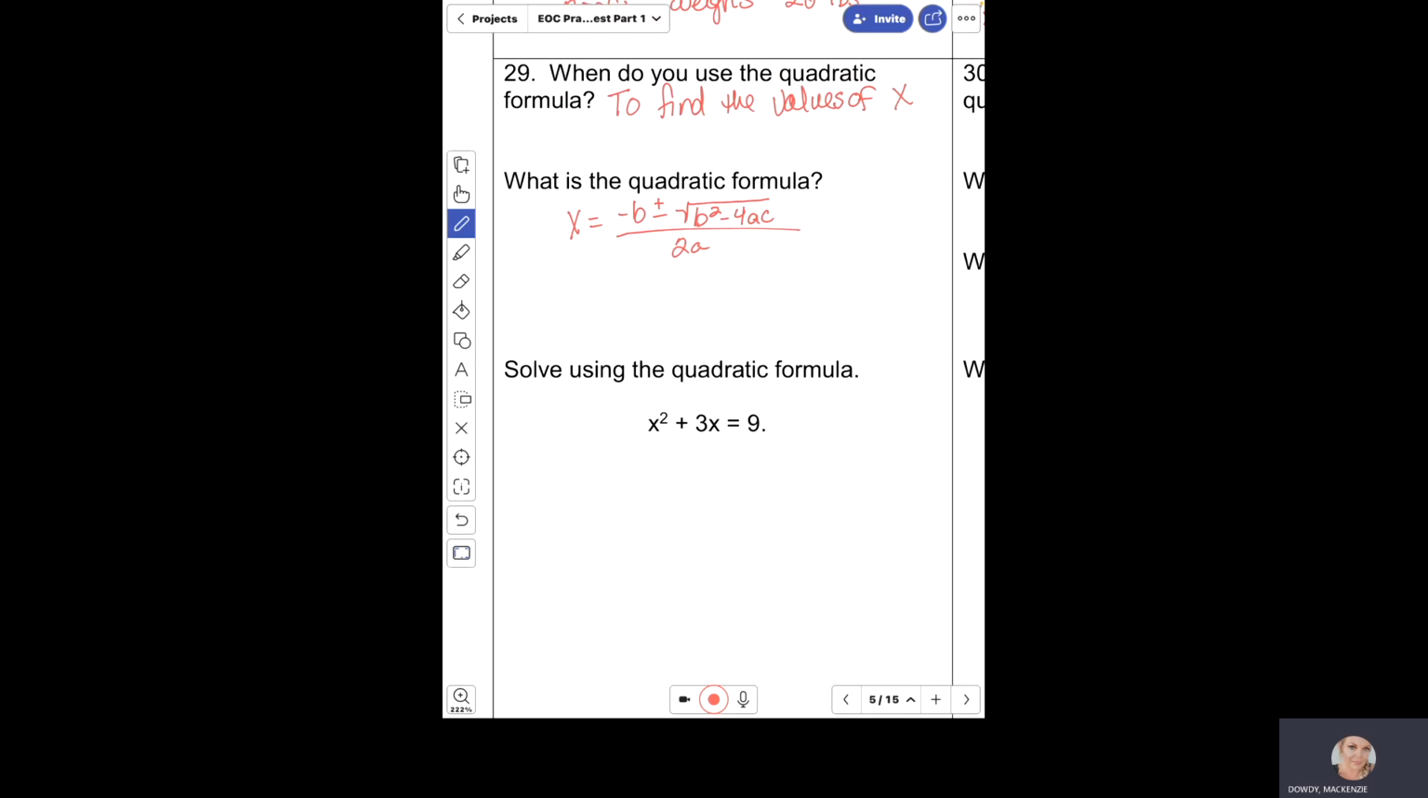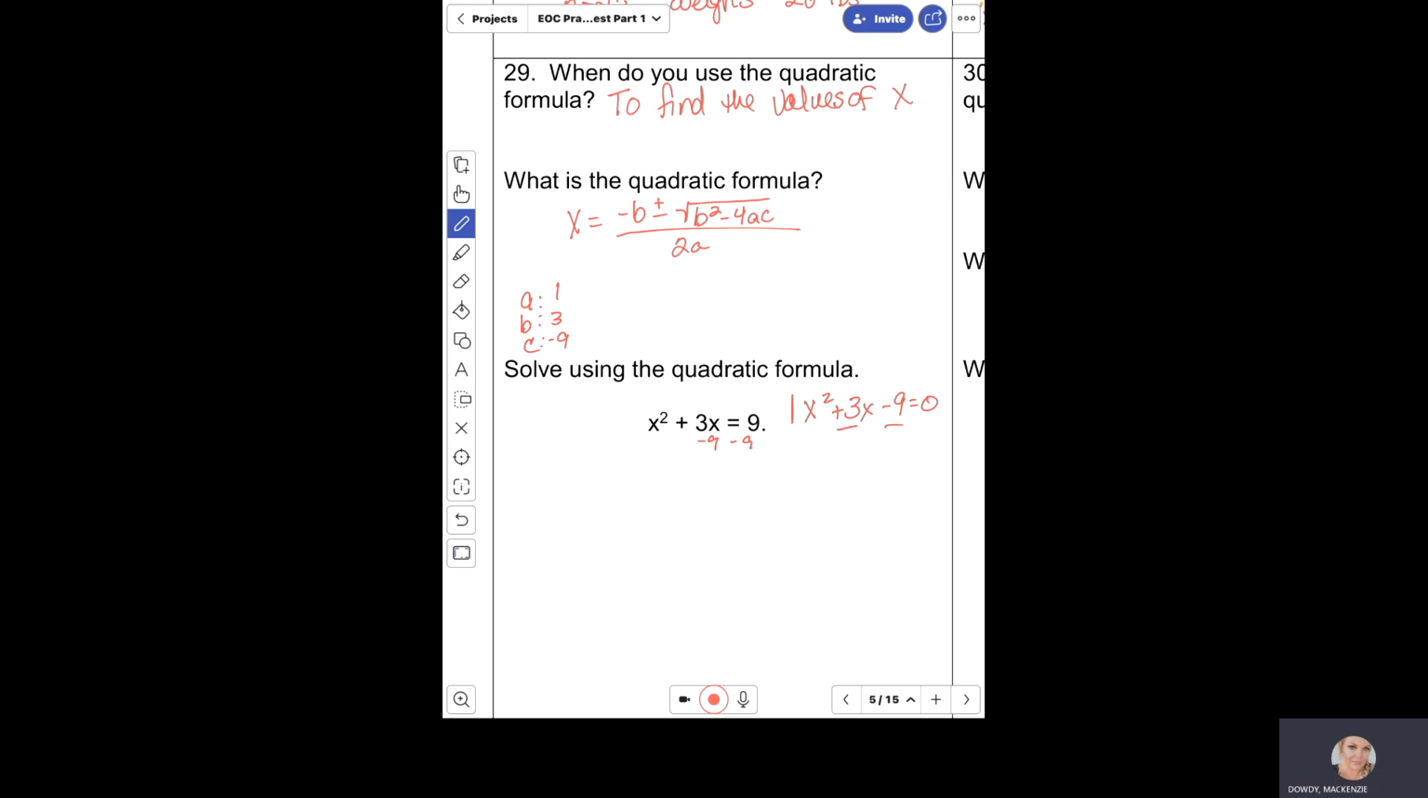Solve using the quadratic formula. All right, so we need to get this into standard form by subtracting 9 from both sides. When we do that, we get x squared plus 3x minus 9 equals 0. You're going to want to label your values. So our a value is an invisible 1 right here. Our b value is 3. Our c value is negative 9.